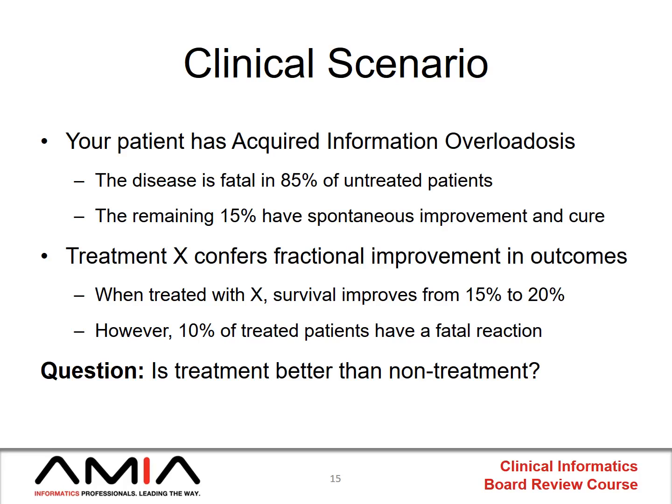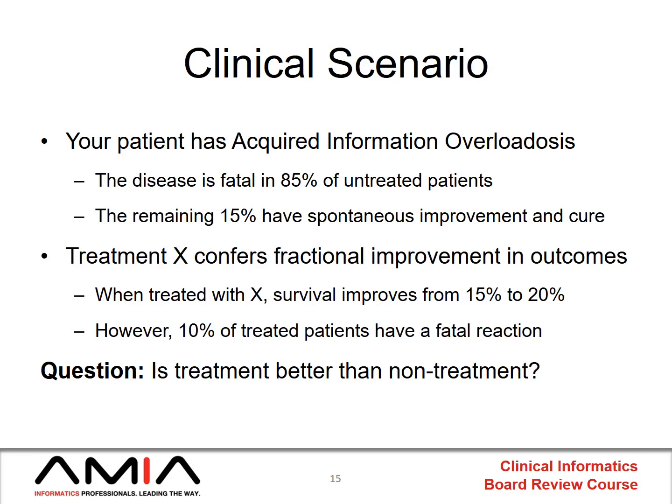We're going to look at a hypothetical disease, something called acquired information overloadosis. And this disease is pretty lousy, in fact, it's fatal 85% of the time if your patient is untreated. But miraculously, 15% of patients have a spontaneous improvement and a cure.